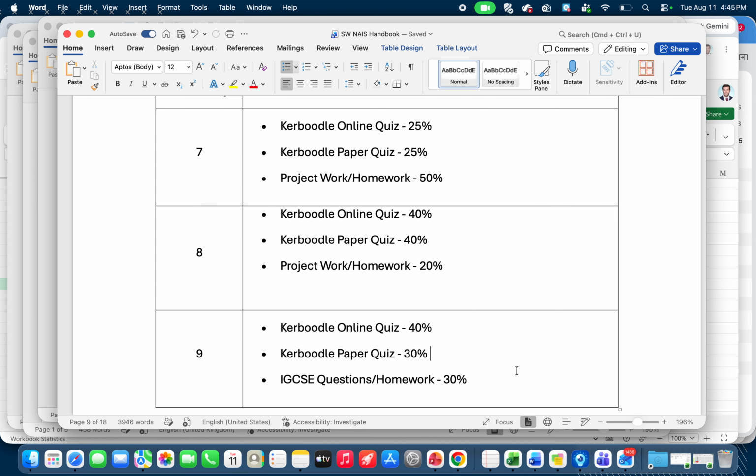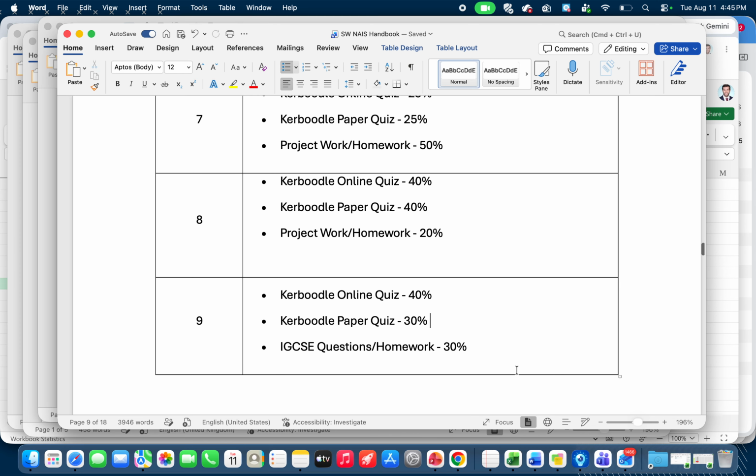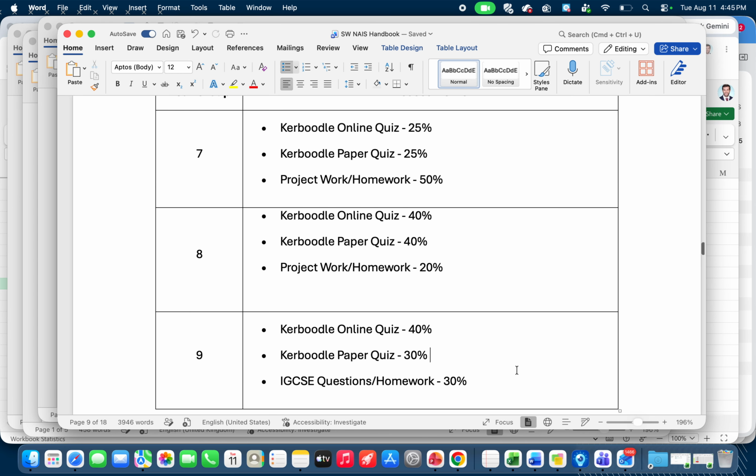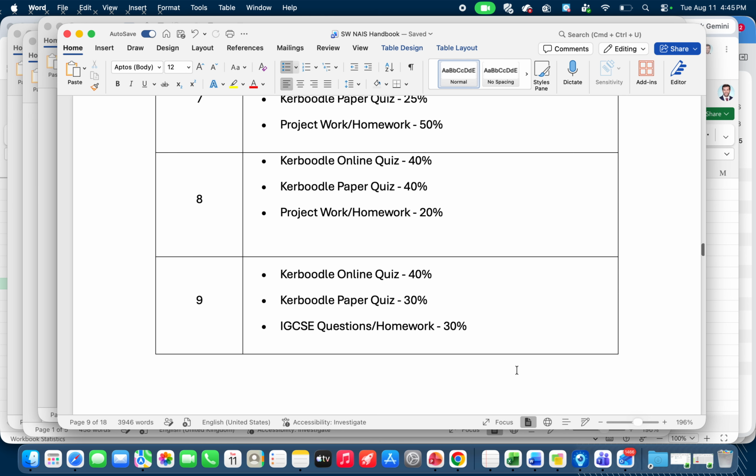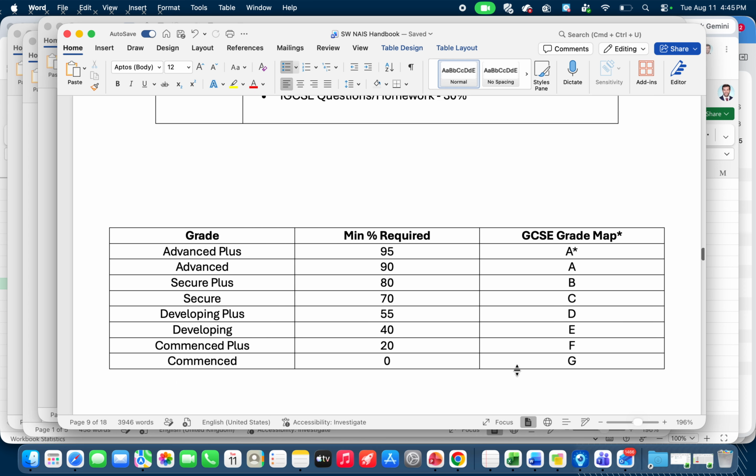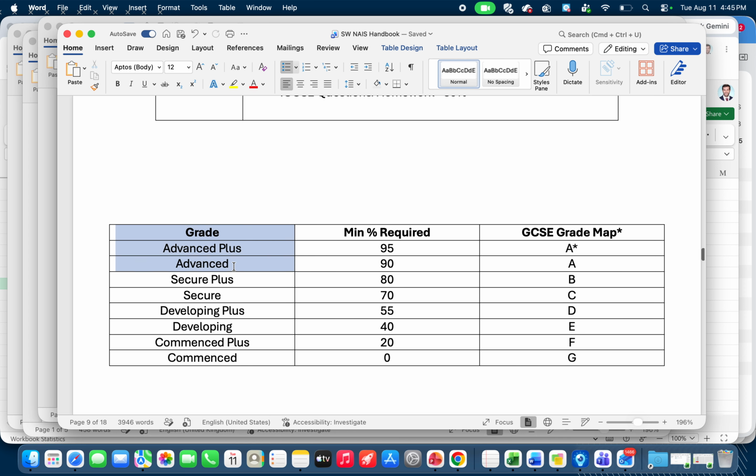They should come out with grades. Now, as we are aware, we operate on an 8-point system with advanced plus being the highest and commenced being the lowest. And typically, our parents want advanced plus. So I'm just going to show you right now what this looks like for us.